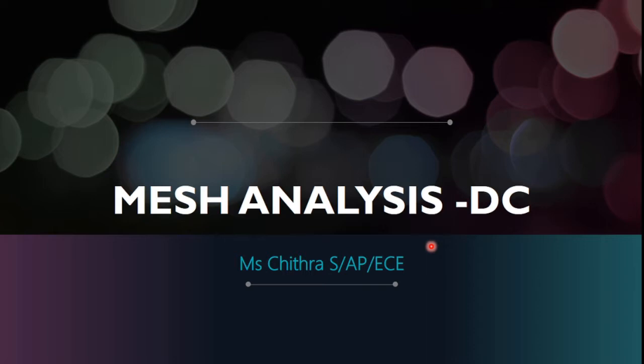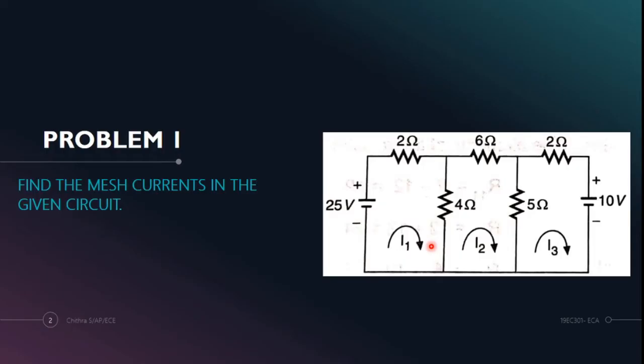In this video, let us see two basic problems using mesh analysis. The first problem: find the mesh currents in the given circuit. This is our given circuit, and if you observe the circuit, there are three currents I1, I2 and I3 in the three meshes, and there are two voltage sources, one is 25 volt and the other one is 10 volt.